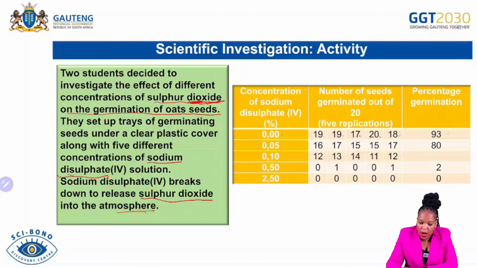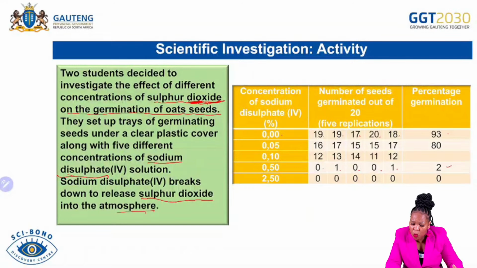And then when they had 0.50% of sodium disulfate, which is going to break down into sulfur dioxide, they started to have no reading in the first instance, and then they had 1, and then 0, 0, 1, meaning the percentage of germination when the sodium disulfate concentration was 0.50% is 2%. So you can already see the pattern. Try to identify what the pattern is here.